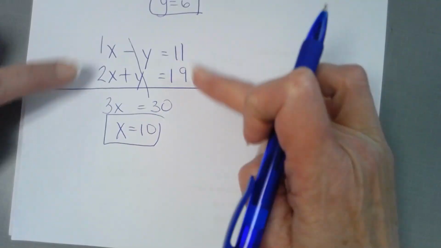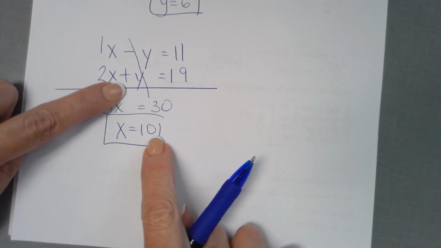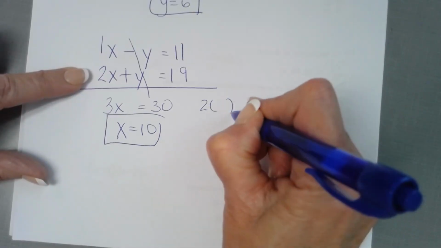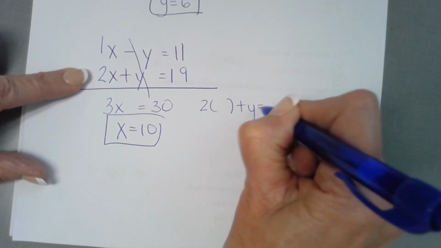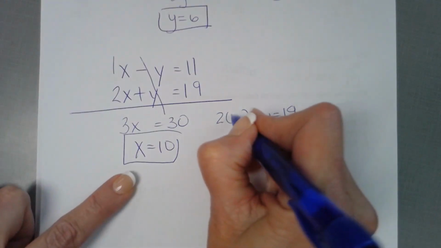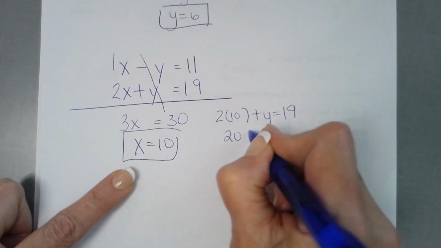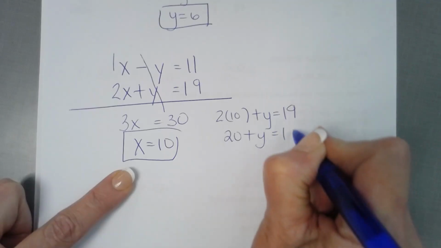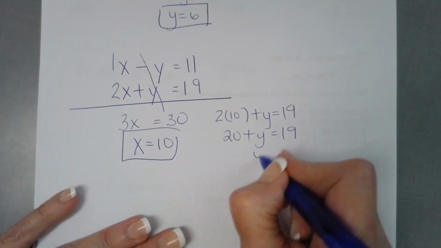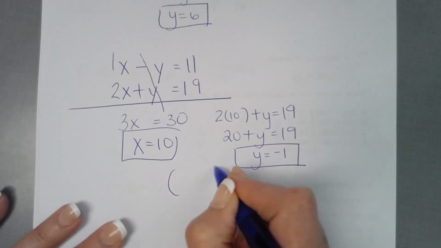The bottom one. Okay, so it goes where x is. 2 blank plus y equals 19. What do I put in the blank? 10. What's 2 times 10? And then one step, what do I do? Subtract 20. Subtract 20 on both sides. Okay, so here's my answer.